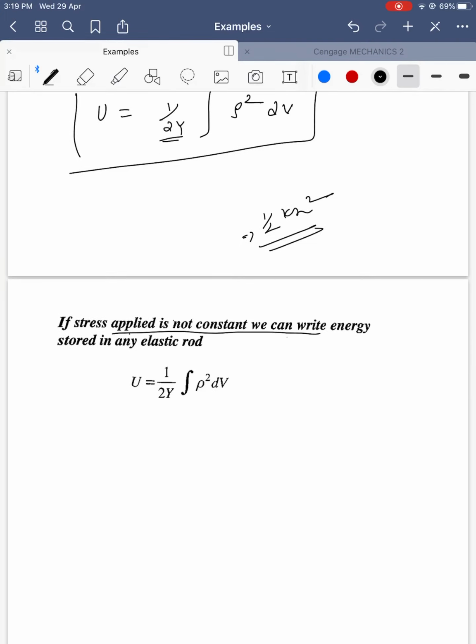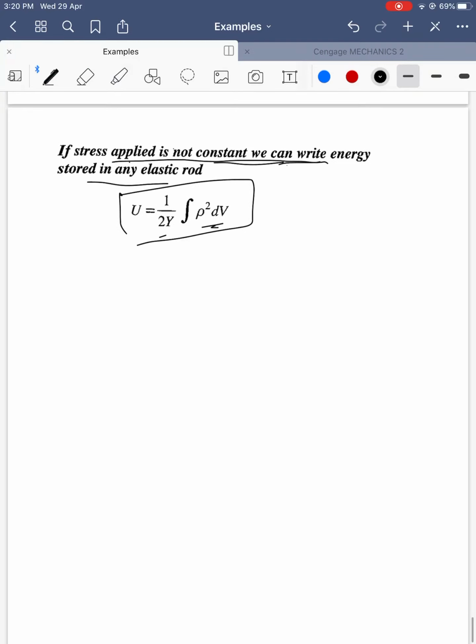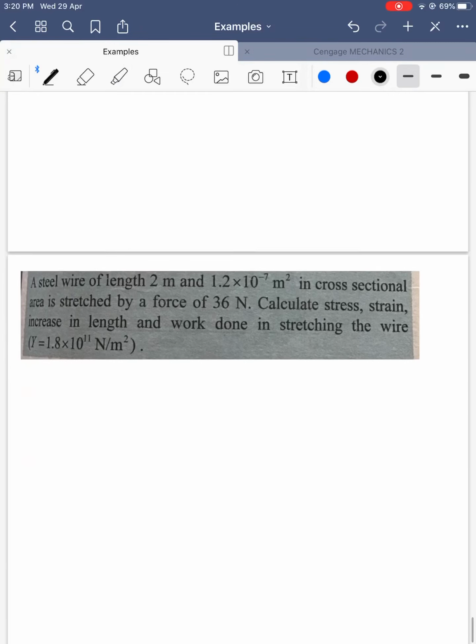If stress is applied and not a constant, we can write the energy equation as half 2Y integral rho square into dV. So we derived the expression. Sir, how did you get this expression? Stress is nothing but rho square, and we consider a small volume dV, because if we keep du here, there will be no more integrations. So because we removed du, and if we want u, it is equal to integration on the other side. Okay, let's go to the problems.